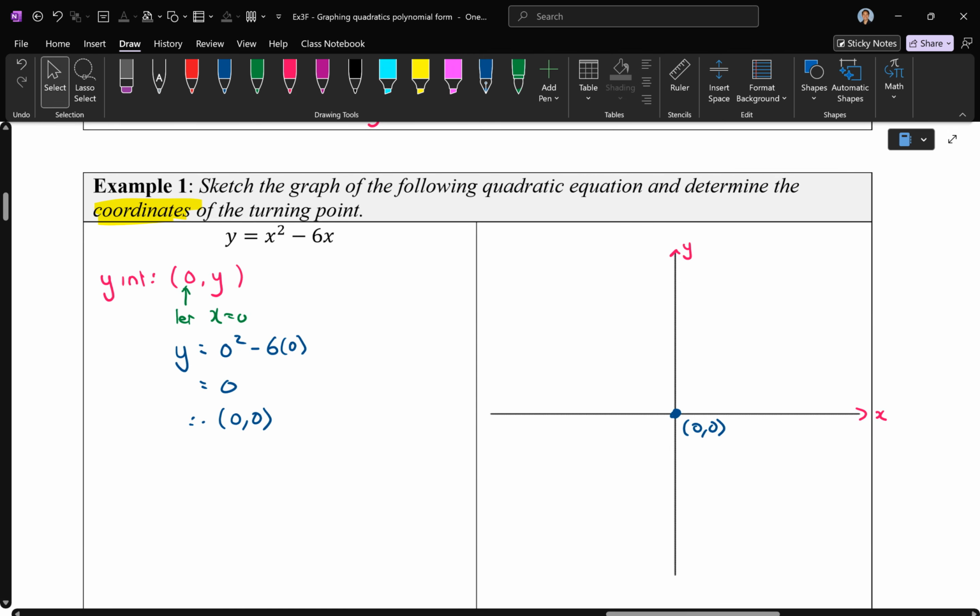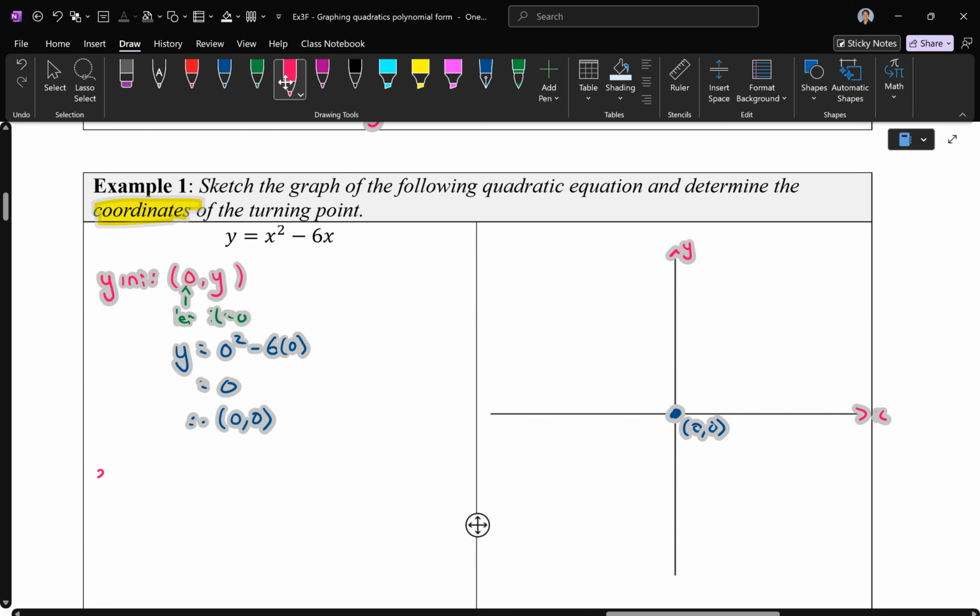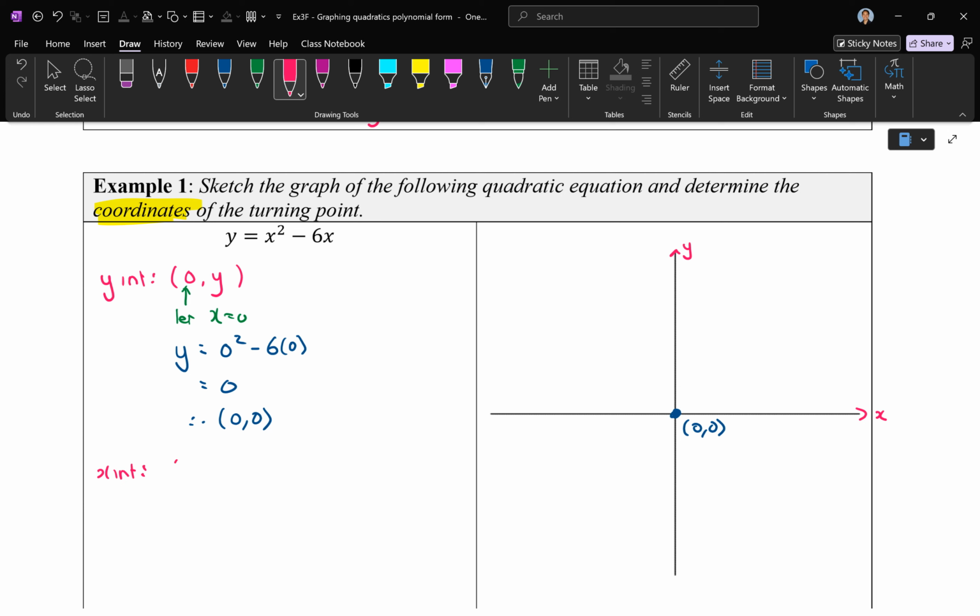I need now the x-intercept. How do you find the x-intercept again? What do you do? Let's go with Zoe. You let y equal to 0. So you let y equal to 0. So in your equation now, it becomes 0 is equal to x squared minus 6 times x.